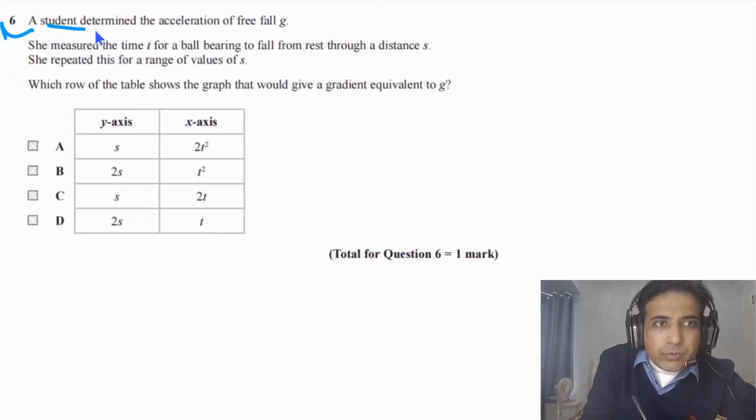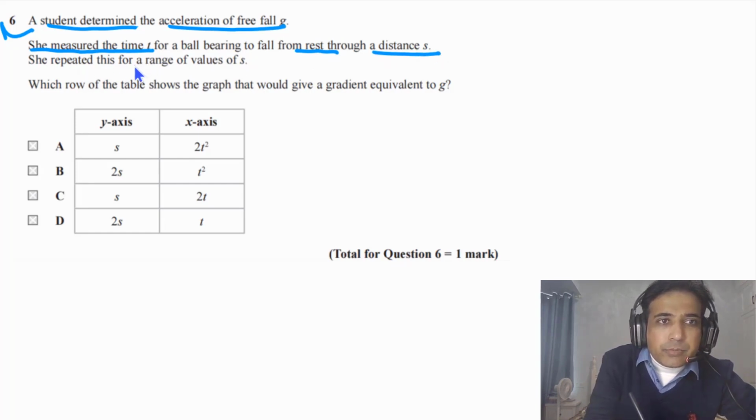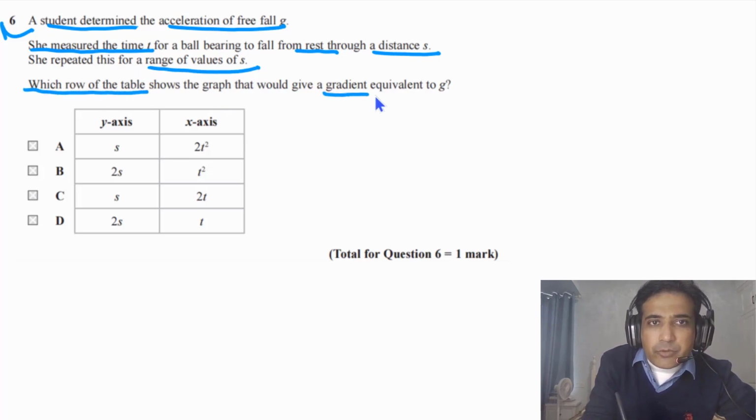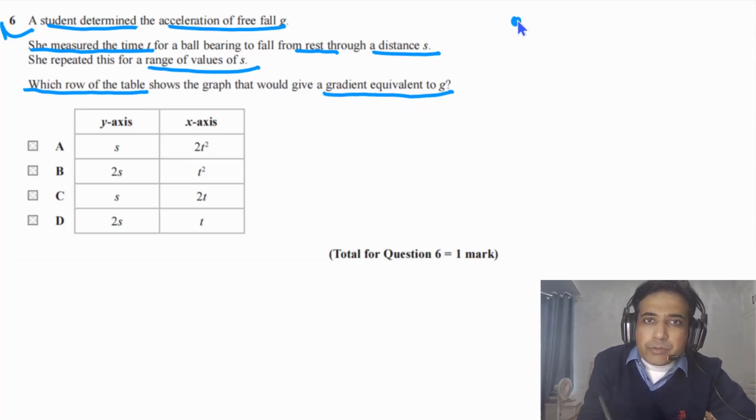Question 6 says, a student determined the acceleration of free fall. She measured the time t for a ball bearing to fall from rest through a distance s. She repeated this for a range of values of s. Which row of the table shows the graph that would give a gradient equivalent to g? So for this question, simply she dropped a ball bearing from certain height, and the height is given to us. In this case, this height is s. So simply we can draw here, this height is s.